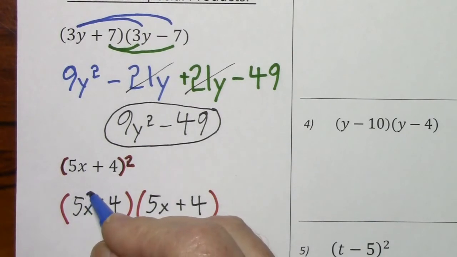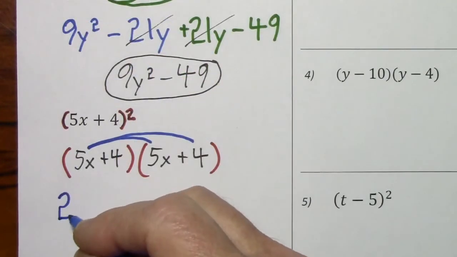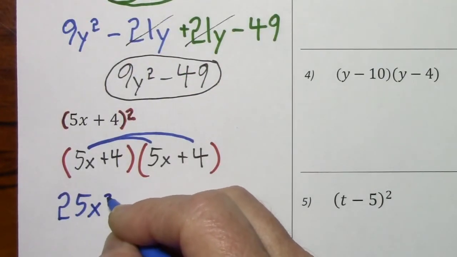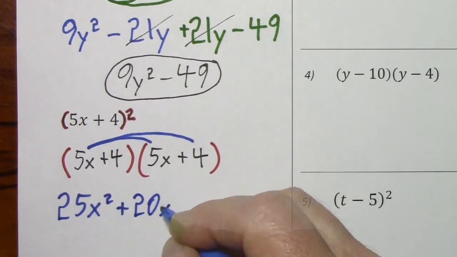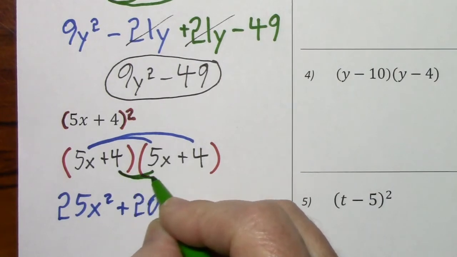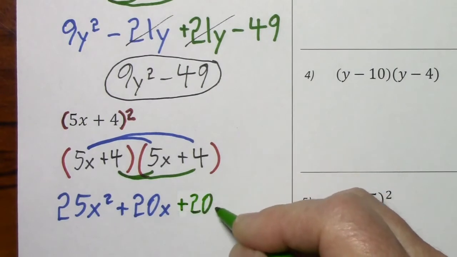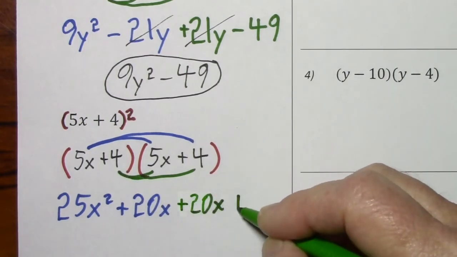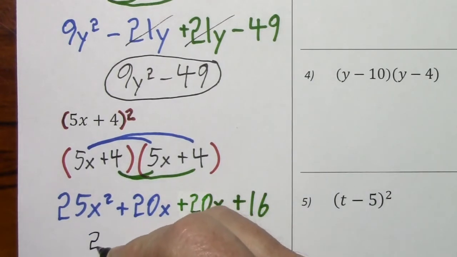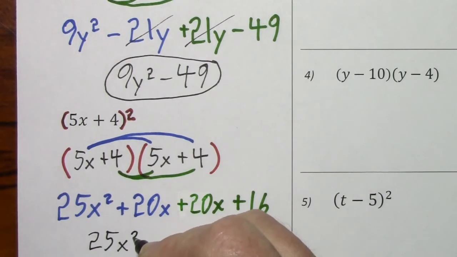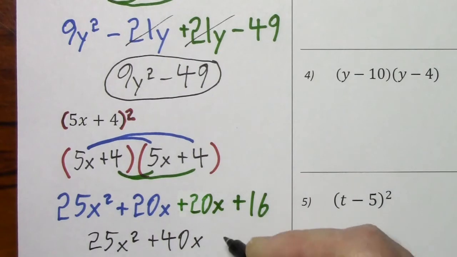Now when we distribute each of these terms, we get 25x squared and plus 20x. Distributing our positive 4 to each term, we again get plus 20x, and finally plus 16. So now we'll bring down 25x squared, combine these two, and bring that down.